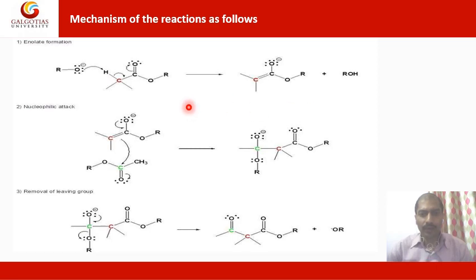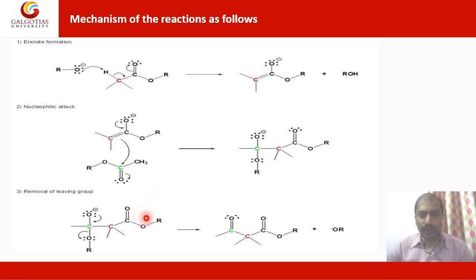And after that the nucleophilic attack. The nucleophile is this molecule itself; after the rearrangement, the electron density of this pi bond will increase on this carbon, and it will attack the carbonyl group, the CO group. So this will make this kind of intermediate product, and in the final step the removal of the leaving group will take place.